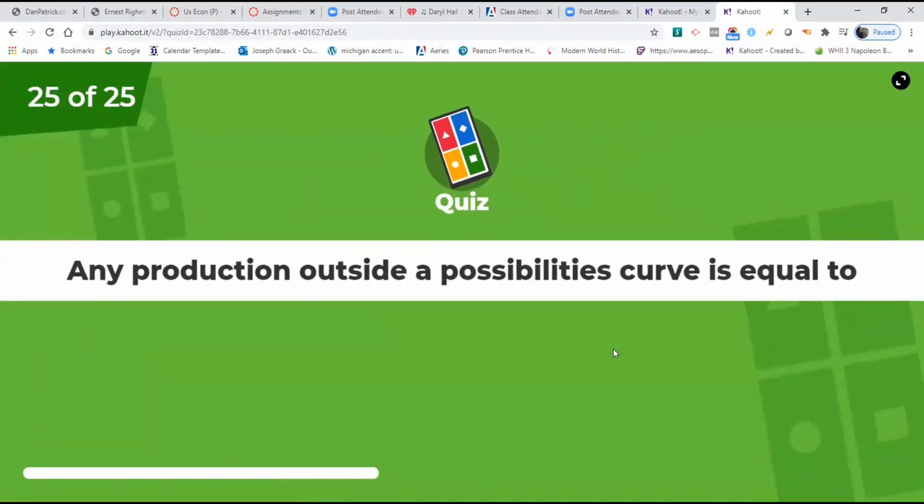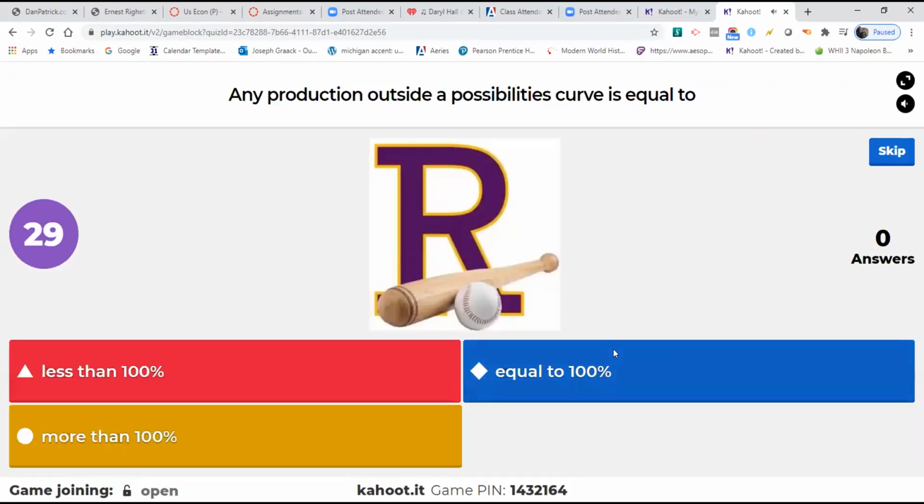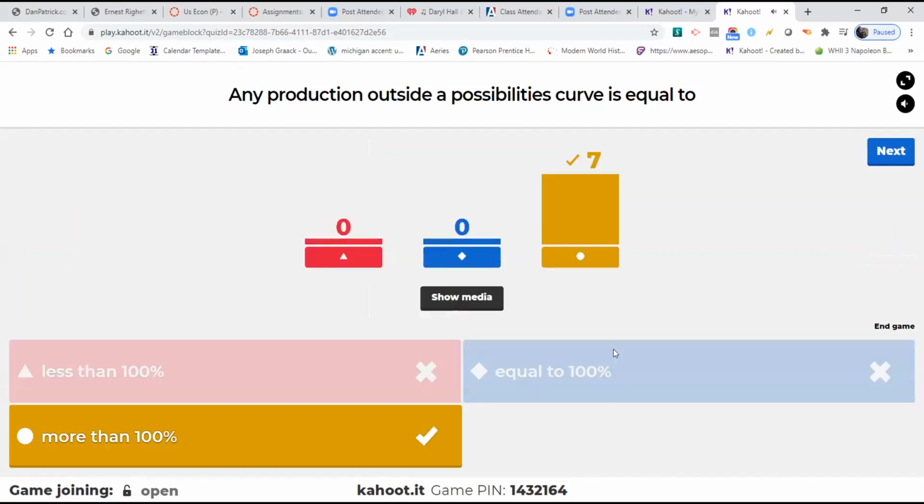Last one here, any production outside of possibilities curve is equal to what? This would be point X that we just went over. More than 100% is correct.